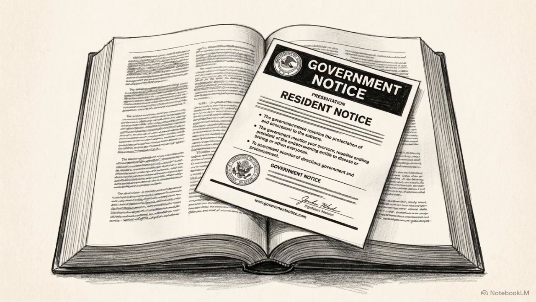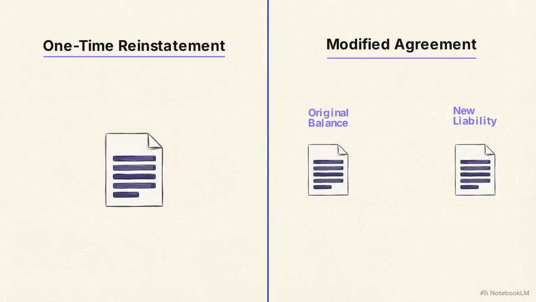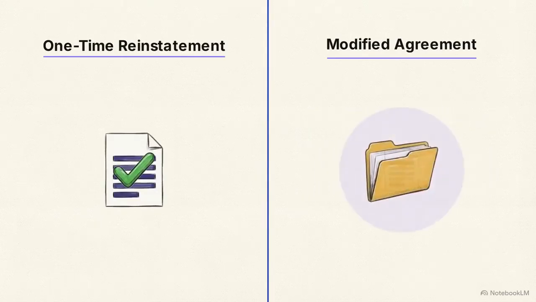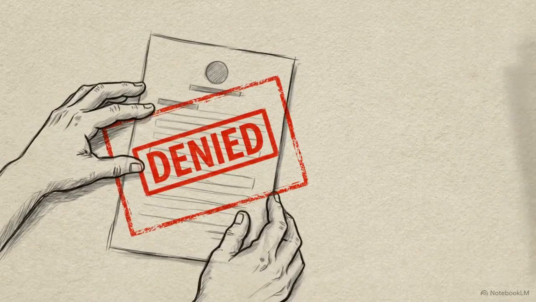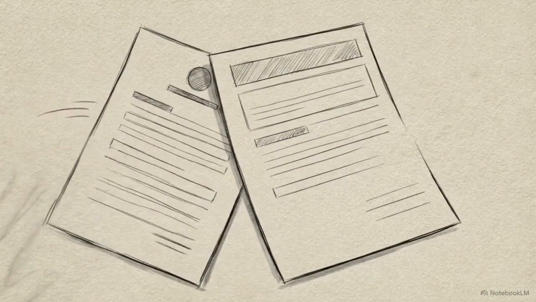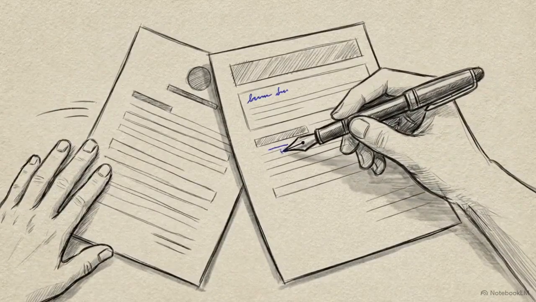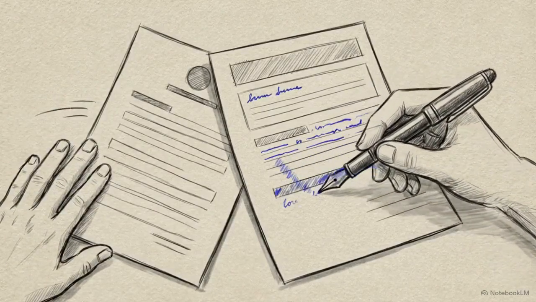For enrolled agent candidates, Domain 2.3 requires mastery of the 30-day operational window triggered by the CP523 notice. The exam tests your ability to differentiate between a one-time reinstatement and a situation where a new balance requires a modified agreement. You must also recognize that a second default necessitates an immediate shift to alternative resolutions, such as a PPIA or currently not collectible status.